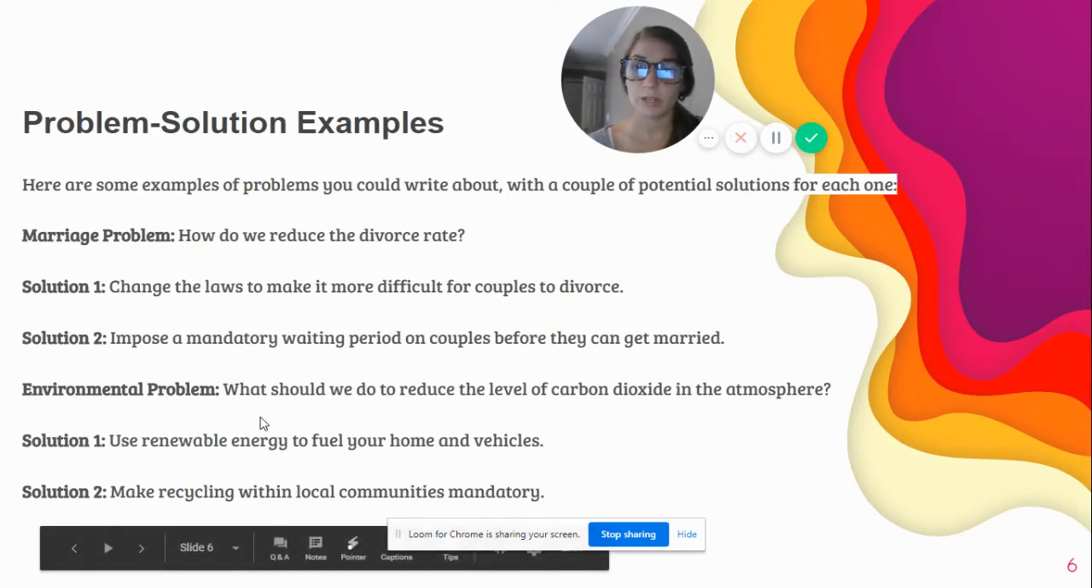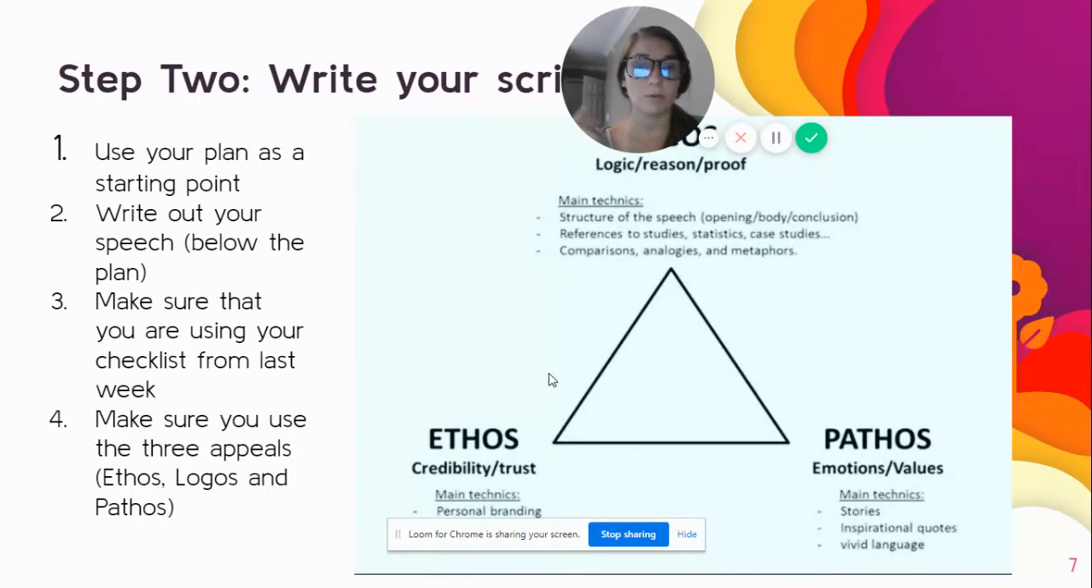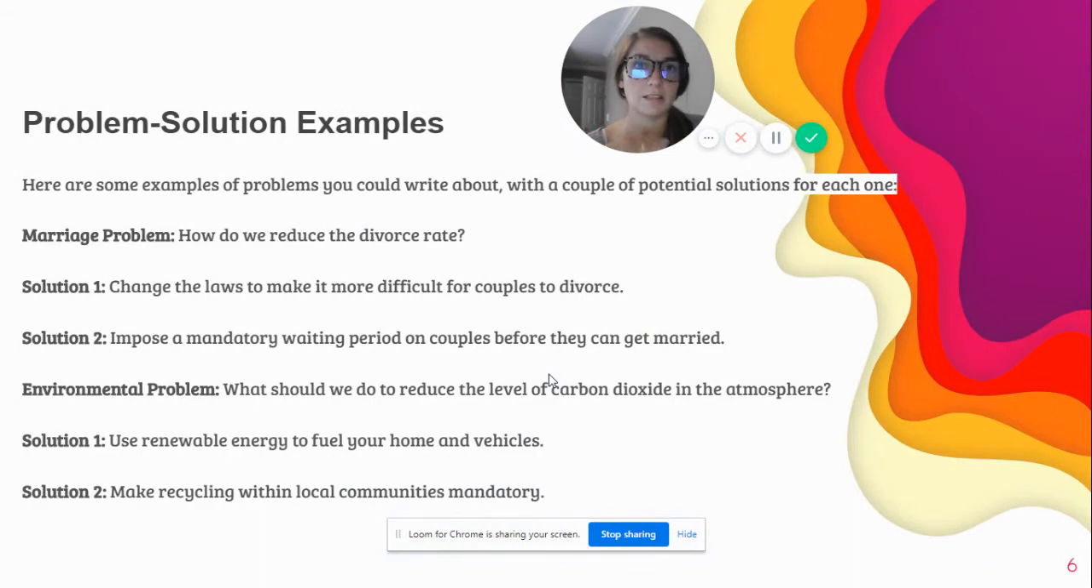Possible solutions. We could use renewable energy to fuel your home and vehicles, make recycling mandatory within communities. So there are two ways you can outline the problem and a solution. And whenever you're finding these problems and these solutions, it might take a little bit of research. So if you think of a problem or you've heard your parents talk about a problem in America, or even open the discussion up to them, like, what do you think that we need to fix in the country? And then you can find some solutions based off of that.